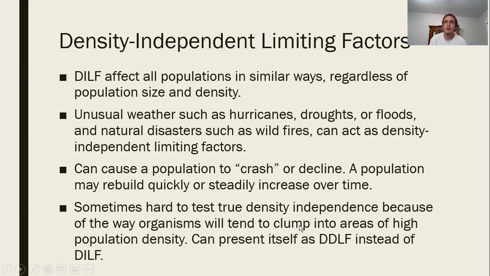All right, this is the last one we're doing today. Density independent limiting factors are going to move through an area and affect all populations in similar ways, regardless of whether you've got a large clumped up group or one that's spread out over a large geographic range. And so usually different kinds of weather and natural disasters, hurricanes, droughts, floods, wildfires, you can throw tornadoes in there, earthquakes, volcano eruptions, who knows? They're going to act as density independent limiting factors.